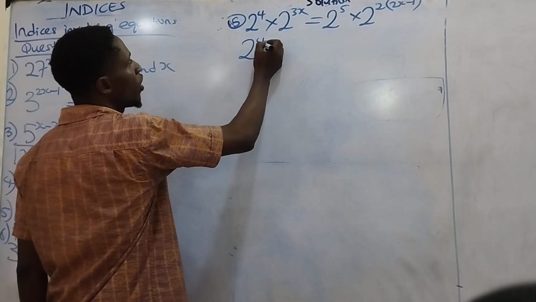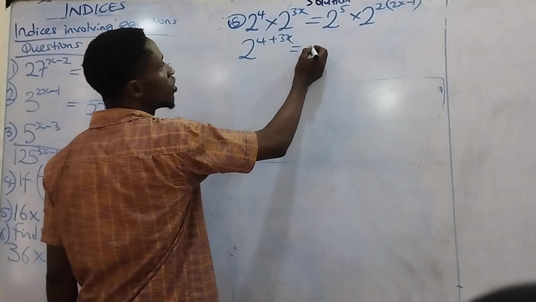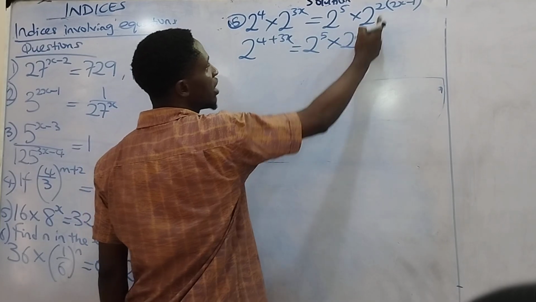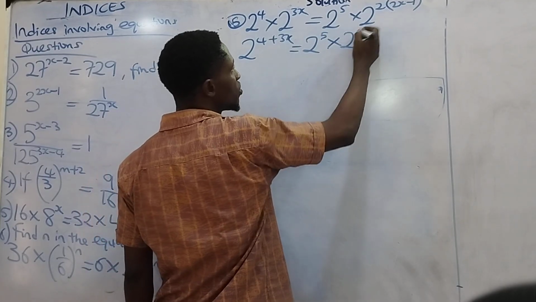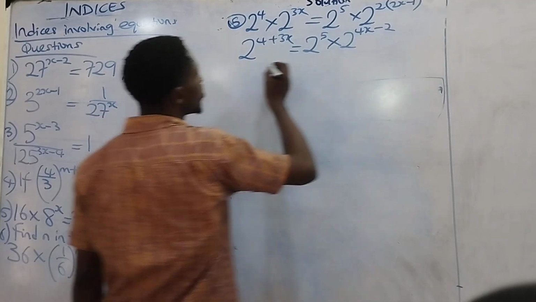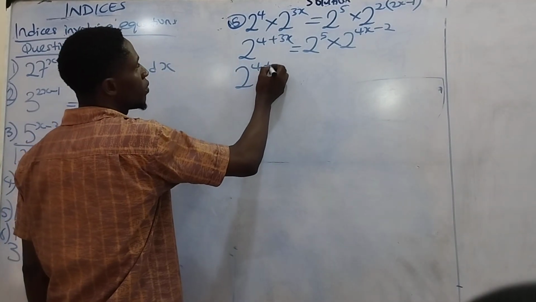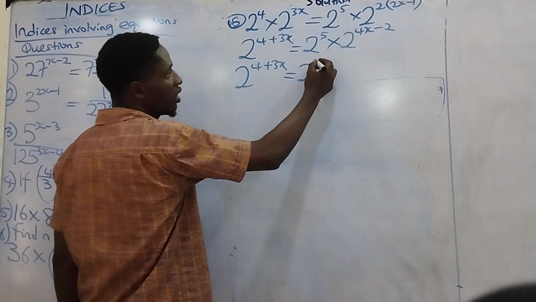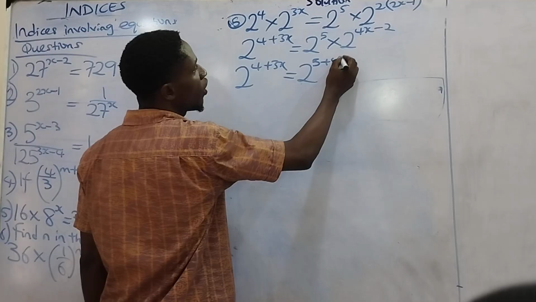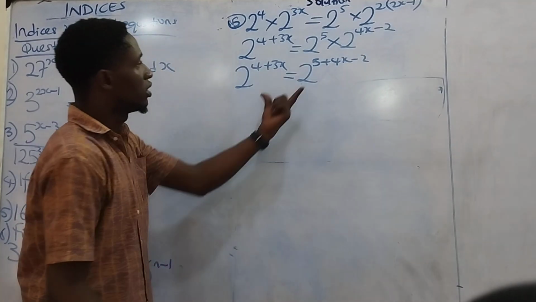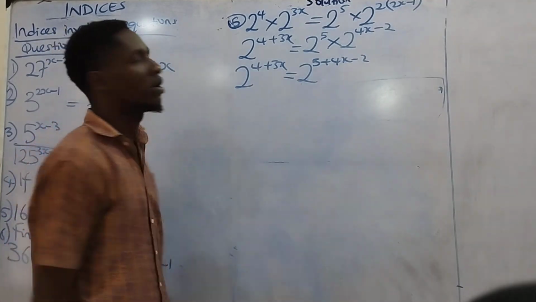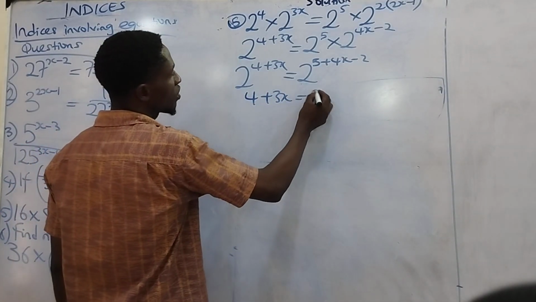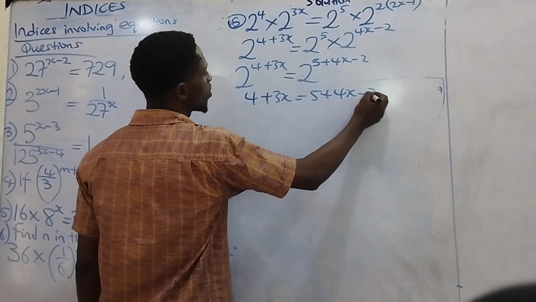2 raised to the power of 4 plus 3x is equal to 2 raised to the power of 5 times 2 raised to the power, let's open the brackets. 2 times 2x is 4x minus 2. 2 raised to the power of 4 plus 3x is equal to 2 raised to the power of, let's apply the law here, 5 plus 4x minus 2. The bases are the same. Let's equate the power on the left and right hand side. 4 plus 3x is equal to 5 plus 4x minus 2.